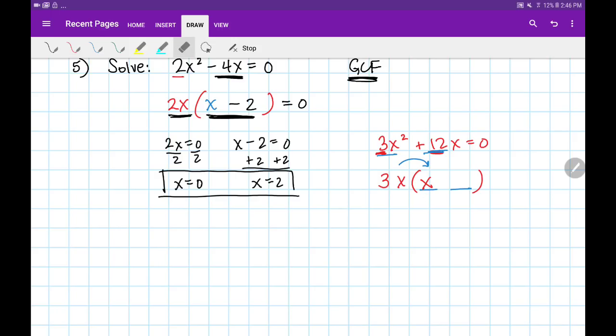And then 3x times what gives me plus 12x? Well, all I'm missing is a plus 4. And now I'm ready to solve. 3x equals 0, x plus 4 equals 0. I get x equals 0, and x equals negative 4.